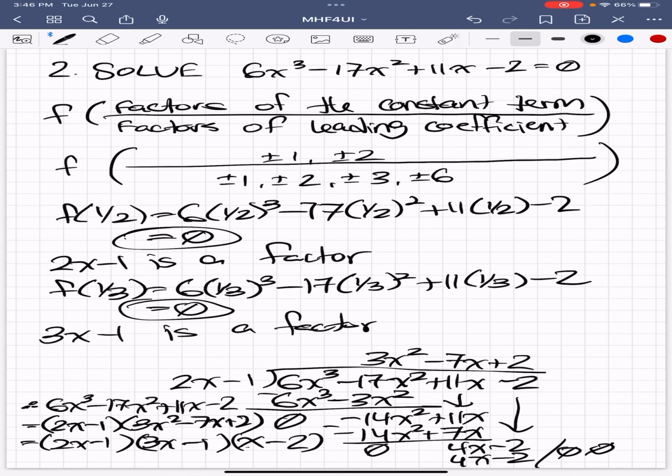x times x is 3x squared, 3x minus negative 6x, negative 7x, that's our middle term, and then negative 1 times negative 2 is 2, and that's our last term. So x equals 1/2, 1/3, 2.